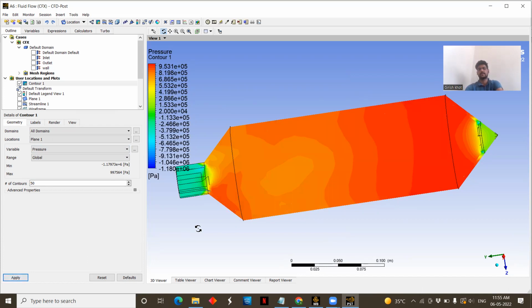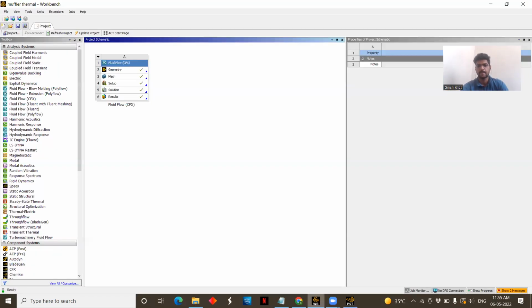So here we can see the pressure contour is totally opposite to the velocity contour. As we know from Bernoulli's principle, at any point the energy is constant. So where the velocity was maximum, pressure is minimum, and where the velocity was minimum, pressure is maximum. Throughout this geometry, we can observe the relation. So we can interpret these different results through this simulation.